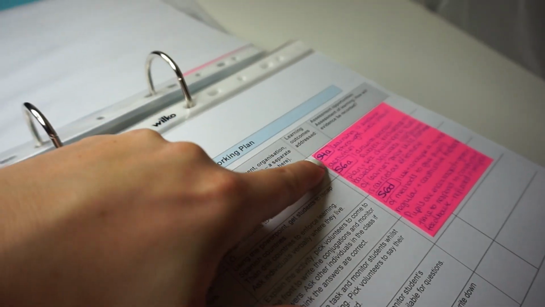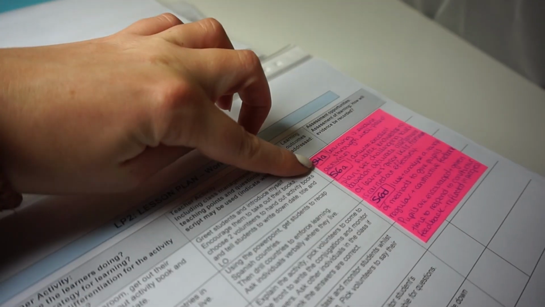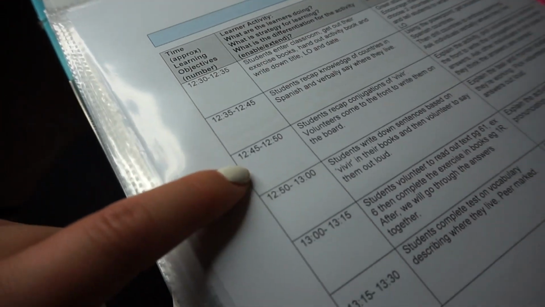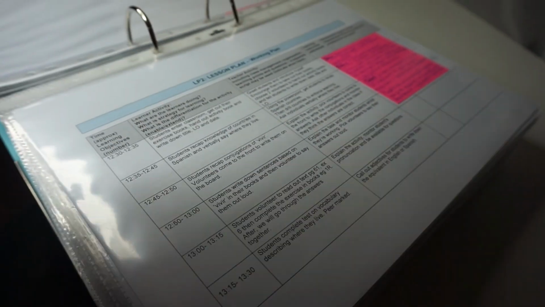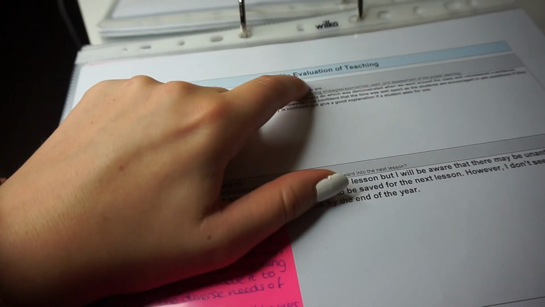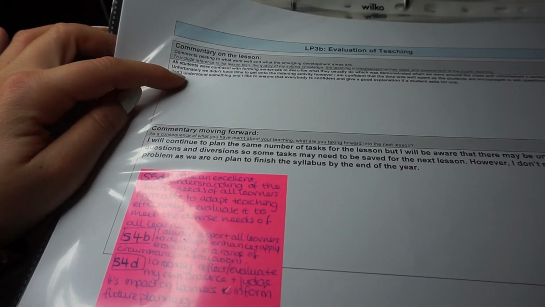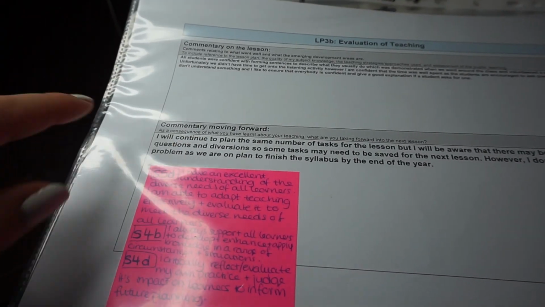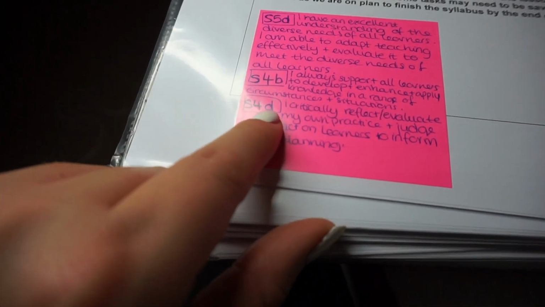Standard 4A, learning is evident through well-paced activities, and then I literally have my activities step by step evidenced. So some more evidence for standard 4. This is my evaluation of teaching. So I've done the commentary on the lesson and commentary moving forward, and I've referenced standard 4B and D.